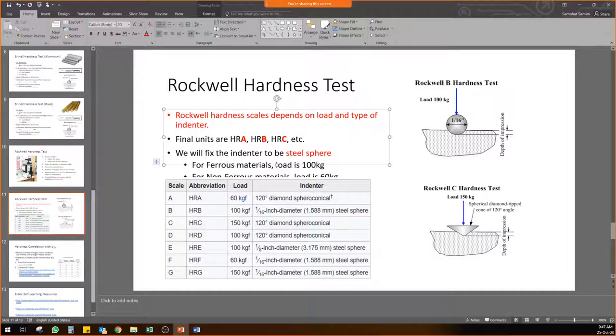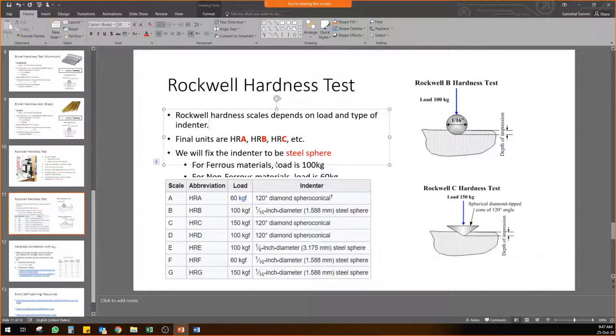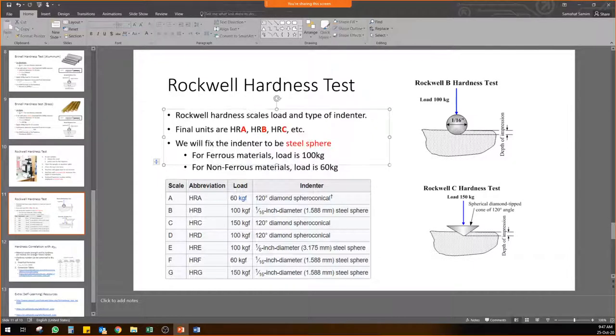Thank you. So again, this is the same story here as the previous ones. I want you to write it here. After you know this, Rockwell hardness scale depends on load and type of indenter, we can proceed with the Rockwell test. But before proceeding with the Rockwell test, that we will decide later. So let's proceed with the Rockwell test, and we will know more about this now. I'll close my video.